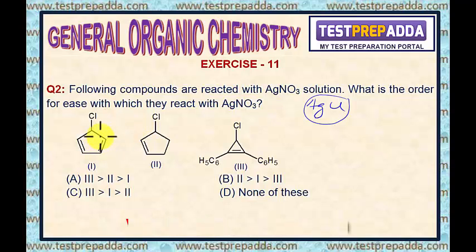That will depend upon the stability of the carbocation that we get after ionization. For example, in the first case, what carbocation will we get here? This. In the second case, we are going to get this. In the third case, we are going to get this.